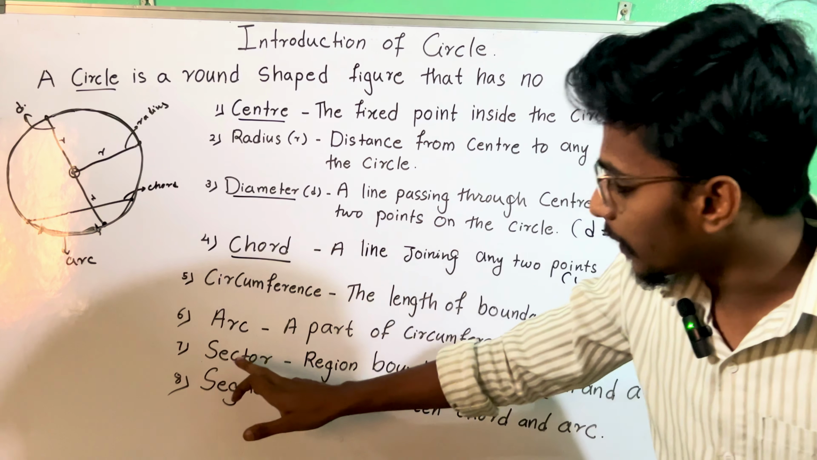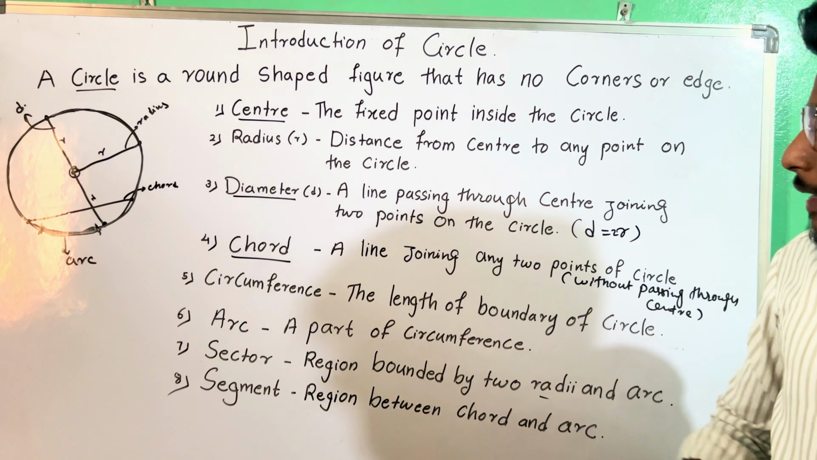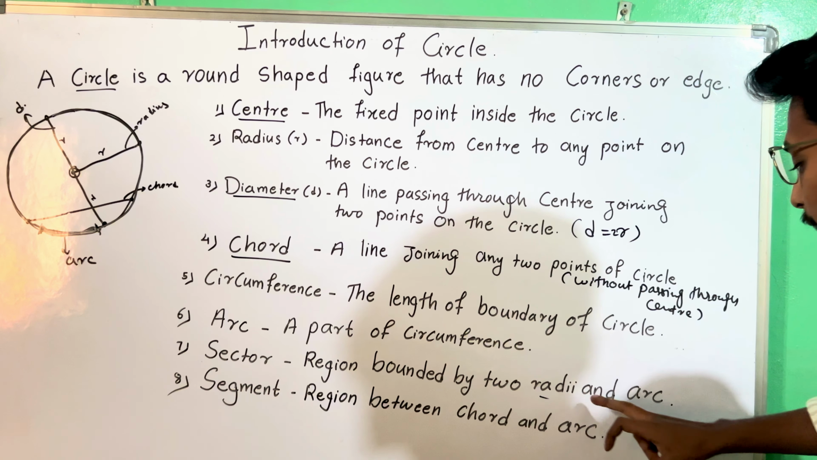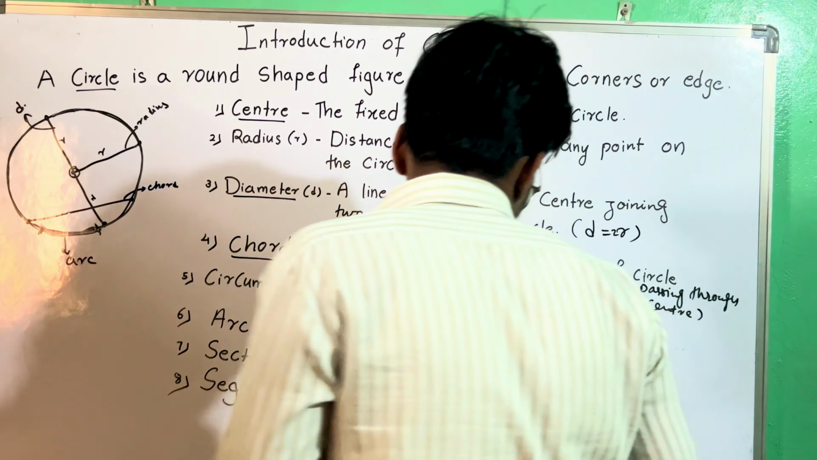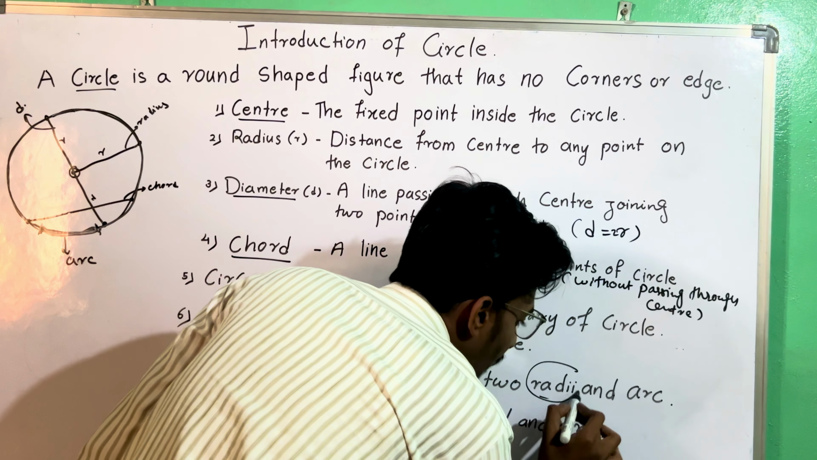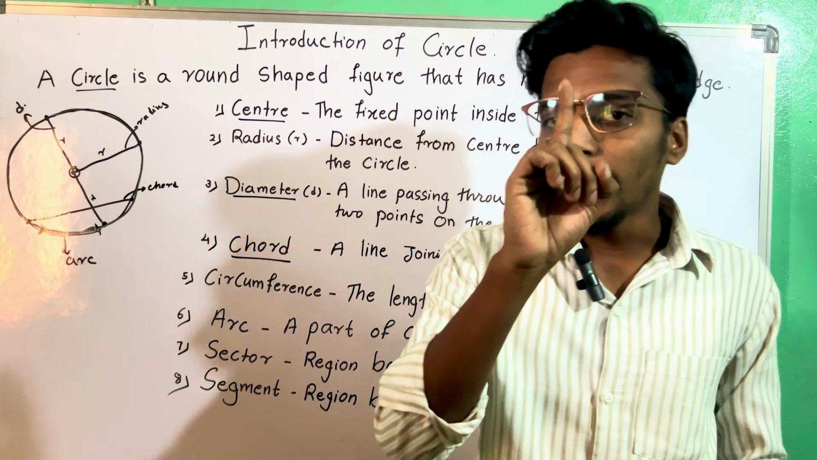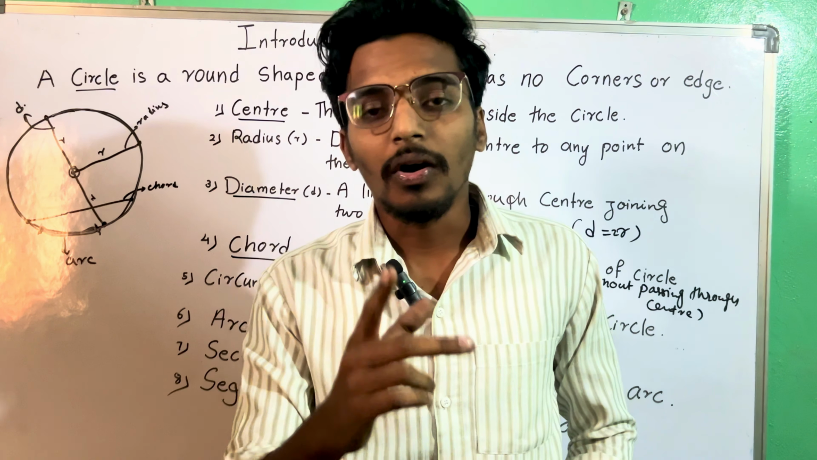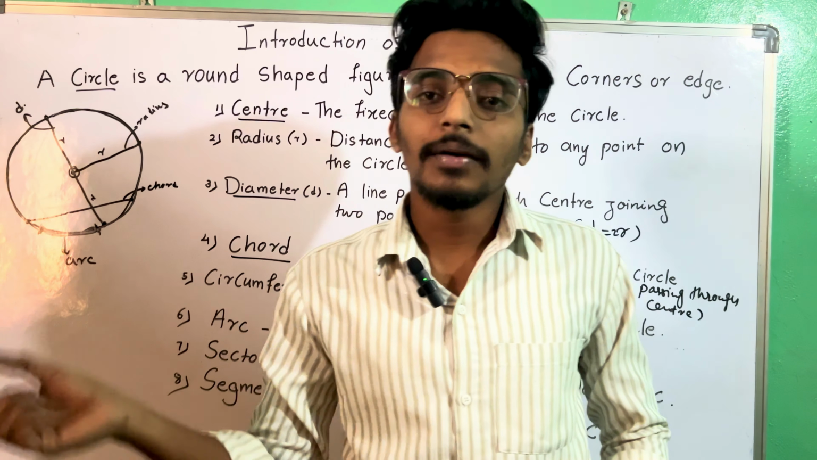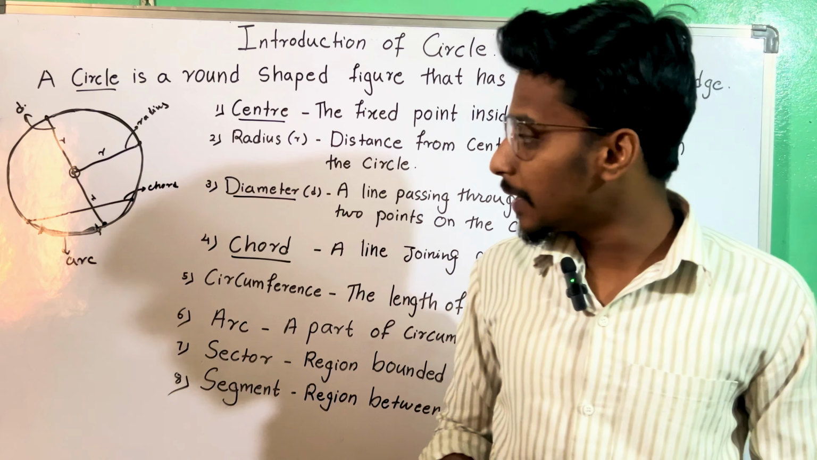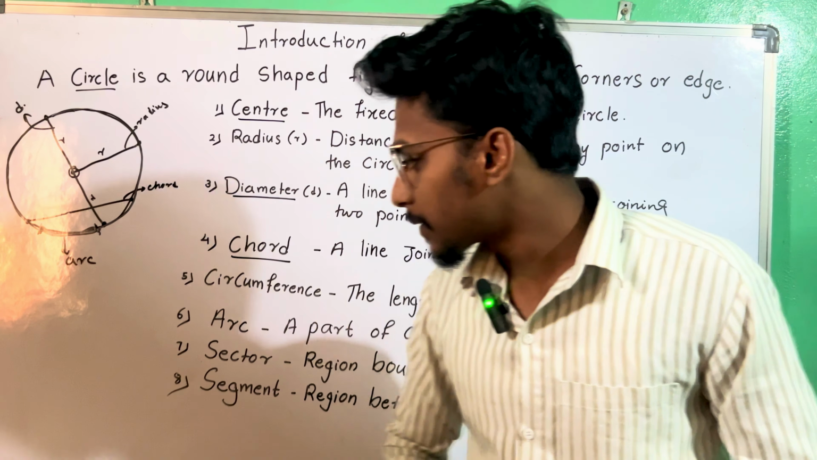The next is our sector. A sector is a region bounded by two radii and an arc. What is radii? If there is one radius, it is called a radius. If there is more than one radius, it is called radii. Radii means more than one radius.